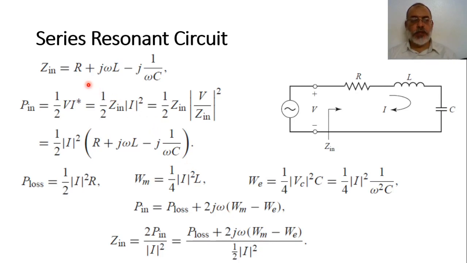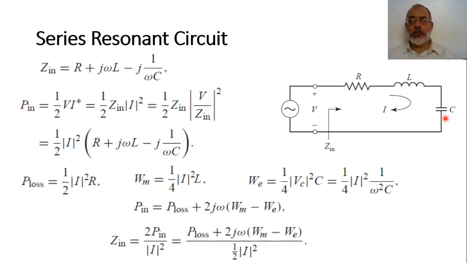So this is the definition of the input impedance in terms of the corresponding elements. This is the definition of the input impedance in terms of the power losses and stored magnetic and electric energies. At resonance, the stored magnetic energy equals the stored electric energy.